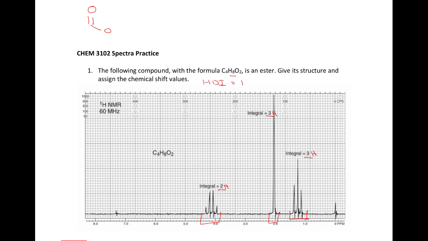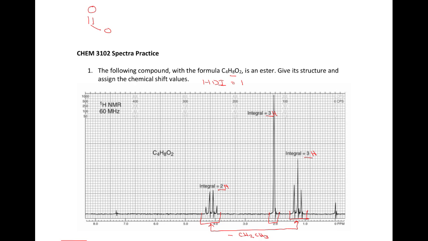Another thing I would notice right away is that you have a quartet and a triplet, and in 3101 and 3102, when you have a quartet and a triplet, and you can see that the distance between the peaks, we call that the coupling constant. I'll just remove those lines. And the distances here look equal; those are called the coupling constants. That would tell you right away that these 2 signals, the quartet and the triplet, must represent an ethyl group. So I'll put CH2, CH3 there.